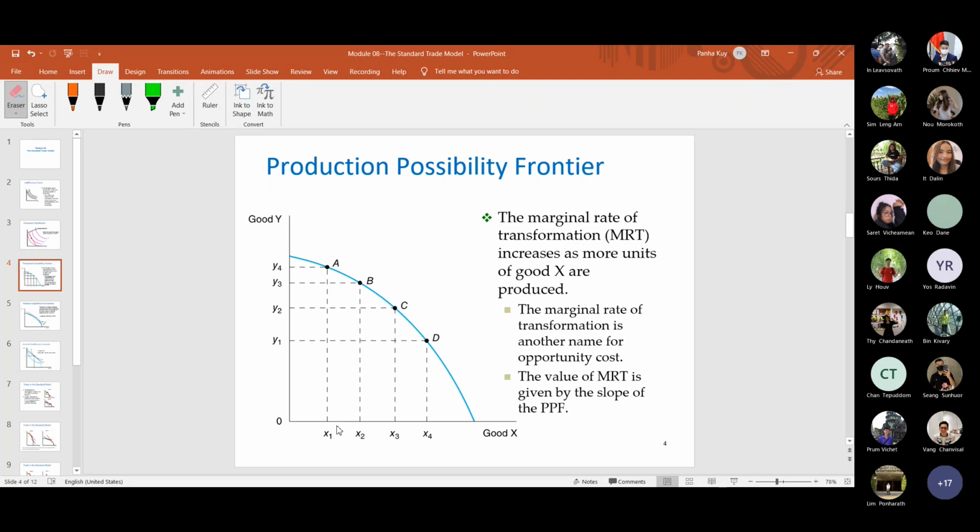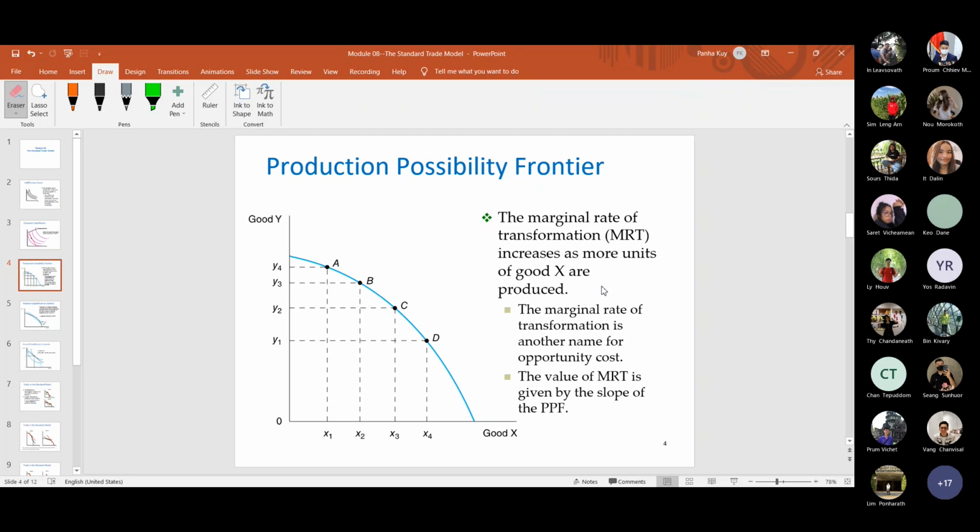And if you realize this, there's also a sense of trade-off. If you would like to increase the number of good X produced, you need to reduce the number of good Y that you produce, moving from Y4 to Y3. See that? And then increasing from X1 to X2 and so on and so forth. How can this happen? That is because of the marginal rate of transformation. The marginal rate of transformation increases as more units of good X are produced.